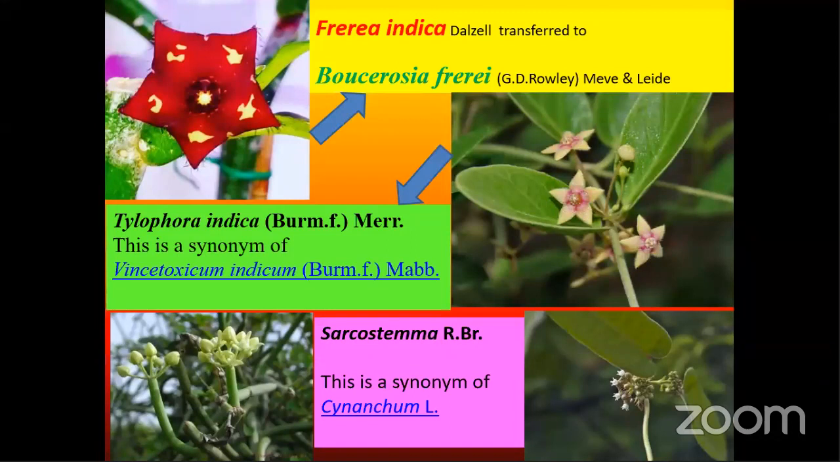Next, you can see Tylophora. In India, we have more than 40 species of Tylophora. Now there is no Tylophora genus in India. All the Tylophora are merged with Vincetoxicum. Now Tylophora indica is Vincetoxicum indicum. And similarly, Sarcostemma. Previously, you can see in the left-hand corner, it is morphologically a different one. And now Sarcostemma is a synonym of Cynanchum.